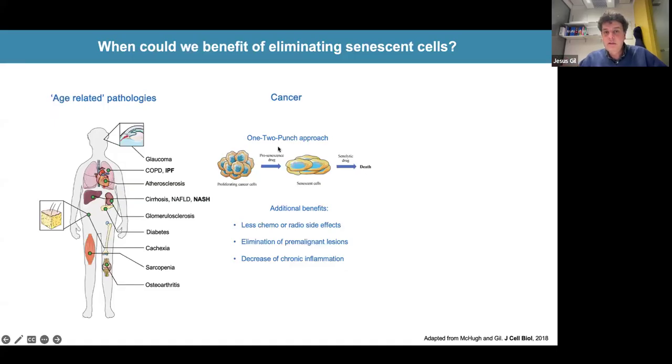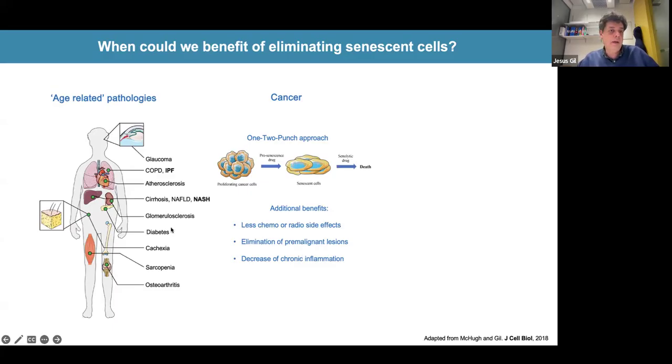So what has been suggested is that we could come in with what is called a one-two punch approach, first with traditional cancer therapies that will induce senescence in the tumor, and sequentially come with a senolytic drug that selectively will kill these senescent tumor cells. This will achieve more profound responses and potentially get rid of some of the side effects of chemo and radiotherapy.